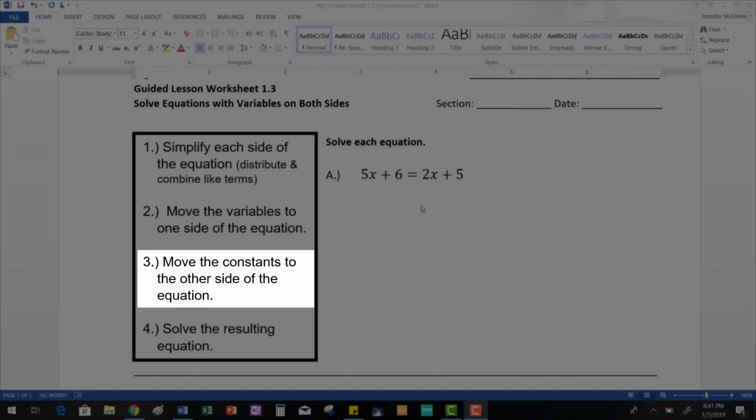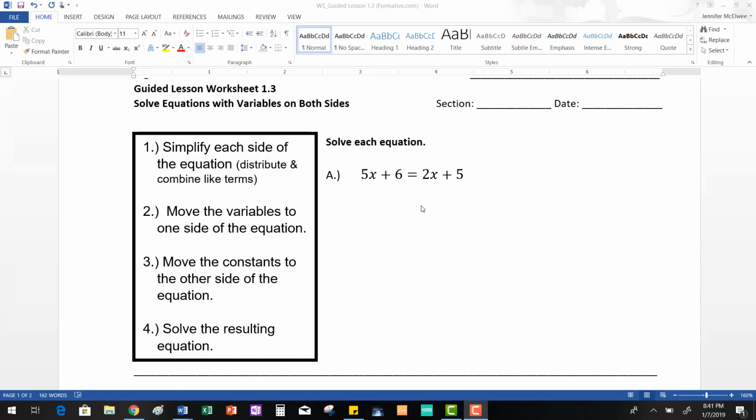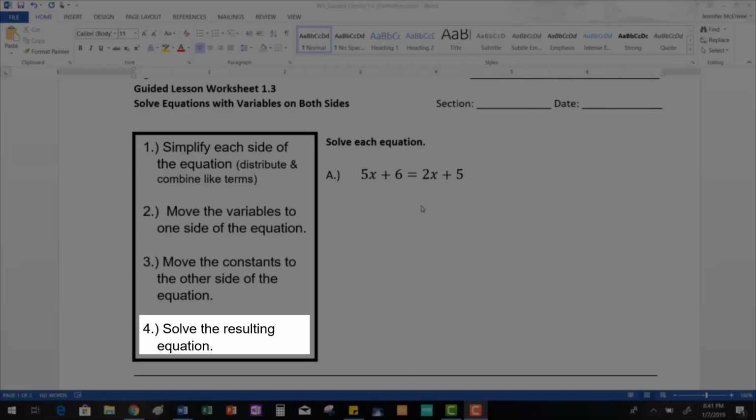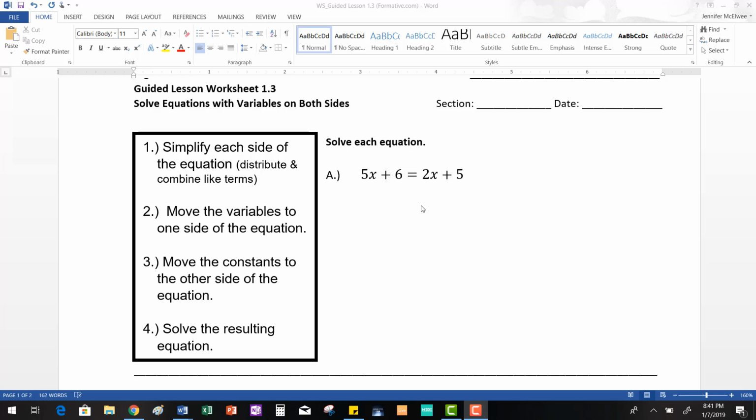The third step is to move the constants to the other side of the equation. So whatever side you choose, your constants, the terms that just contain a number, will go to the opposite side that you choose your variable terms to go on. Finally, it says to solve the resulting equation. And again, anytime we're moving something from one side of the equation to another, we're going to be using inverse operations. That's very important. Otherwise, we'll be making some mistakes along the way. We won't get the correct answer.